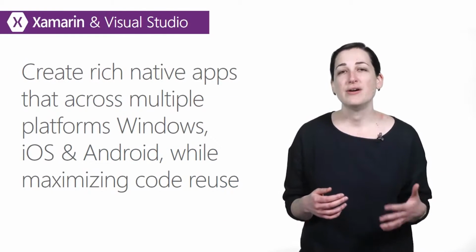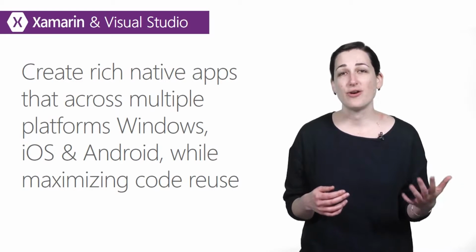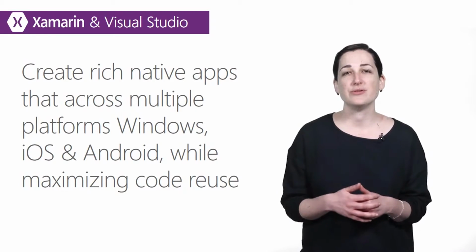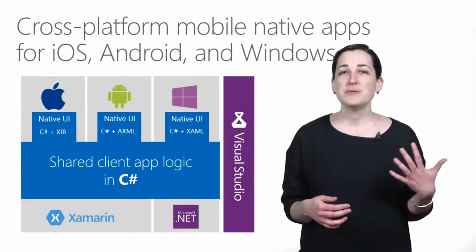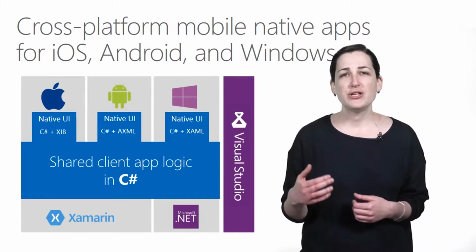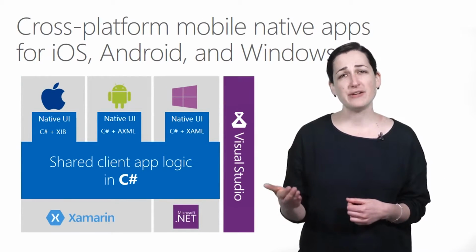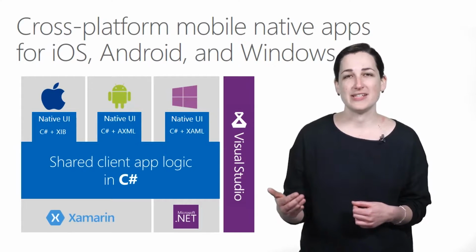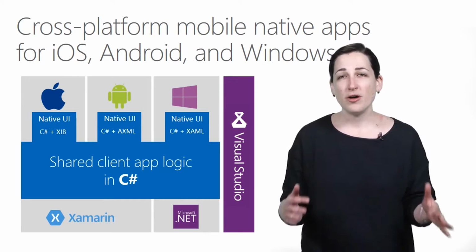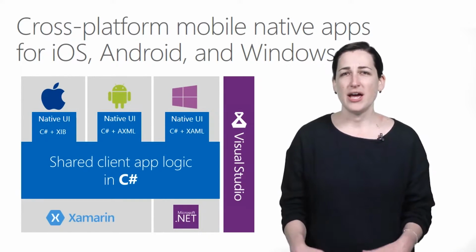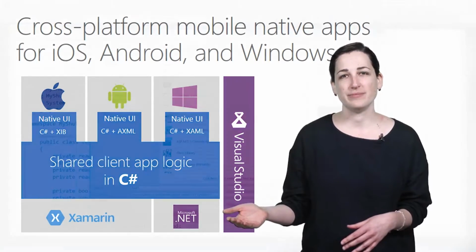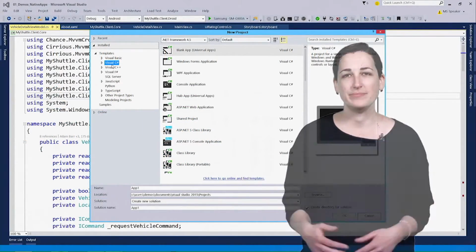Xamarin in Visual Studio allows you to create rich native apps across multiple platforms: Windows, iOS, and Android, while maximizing code reuse. With Xamarin, you can build fully native apps with immediate access to device capabilities. You can build highly customized experiences per device with fully native user interfaces, so you can deliver the best UX and performance in the devices. 100% of the native APIs are exposed, so everything you can do with Xcode or ADT, you can do with .NET and Visual Studio. Now let's take a look at the Xamarin demo.